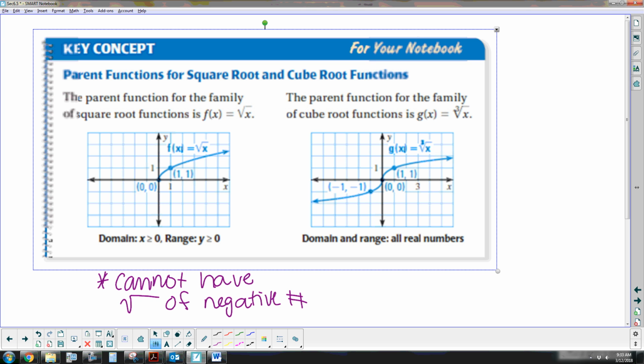But if you look at a cube root function, the domain and range are all real numbers, because you can take the cube root of a negative number and still get a real number. Okay, so in this lesson, like we have been in the last few lessons, we're paying attention closely to domain, and now we're also going to look at range.